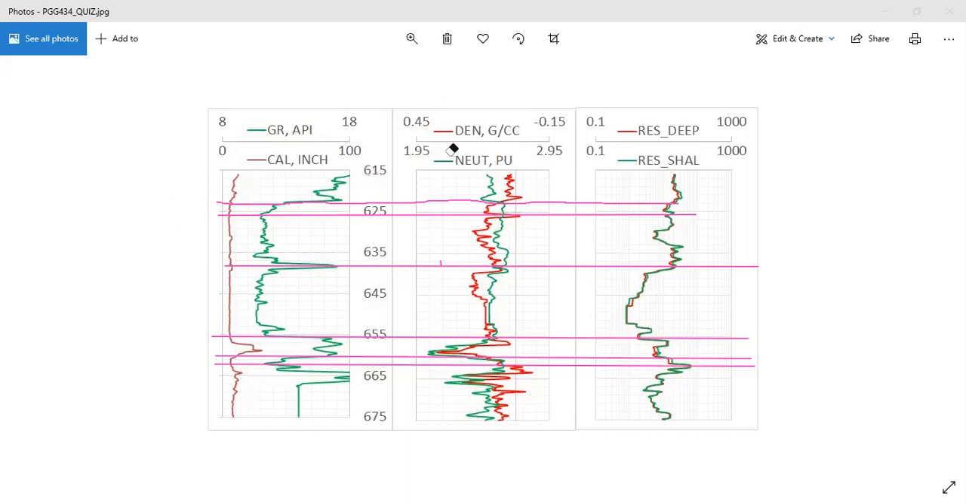So let's look at it. So you have sand. You see, that's why I drew the lines across, because you use both the gamma ray and the neutron density for sand delineation. You're looking at the portions for which the neutron trends to the right of your density.